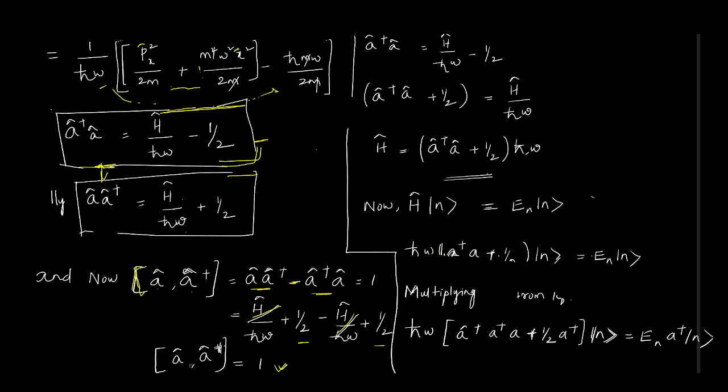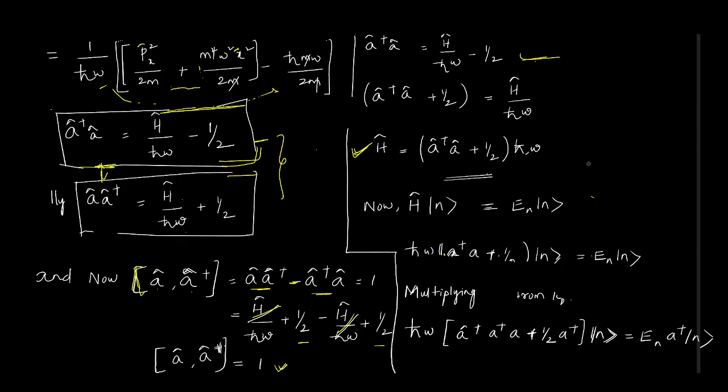So the commutation of a cap comma a dagger will be equal to 1, and a dagger a is equal to, as you know, h cap by h cross omega minus half. From this we have found h cap here. I have rearranged the terms and kept h cap on the left, and we got the value h cross omega. This is from these two terms we can find.